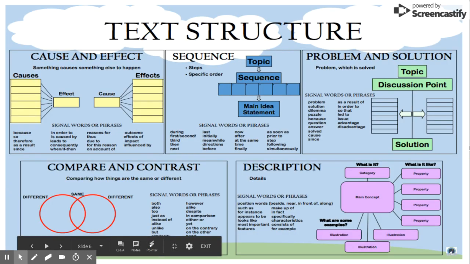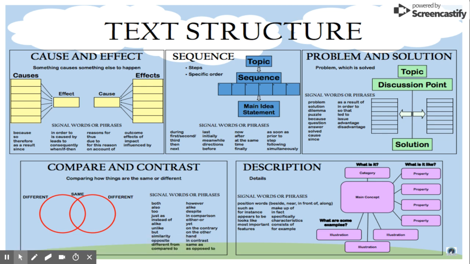This chart is the same. It shows you the signal words with some other possible ways that you could graphically organize these different types of text structures. You'll notice that they might also give an effect and list the possible causes for cause and effect. So this can kind of help you get an idea of ways to organize a text.